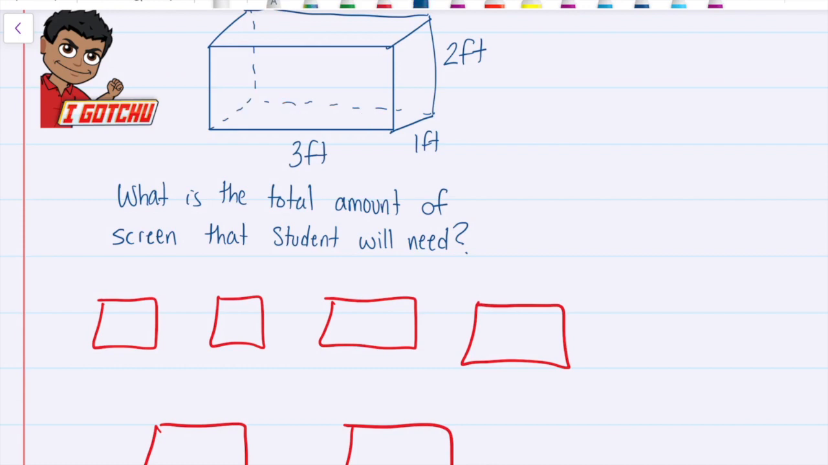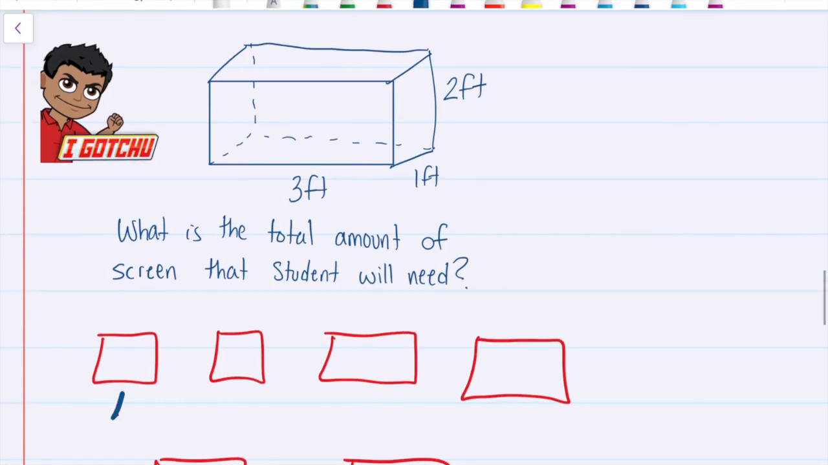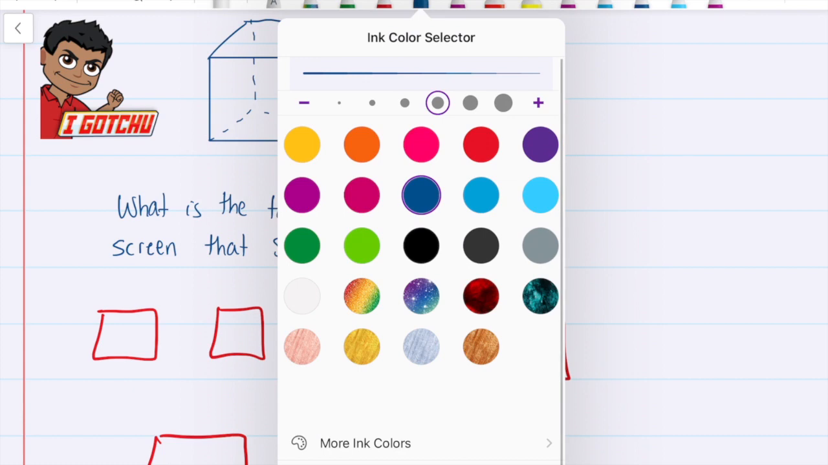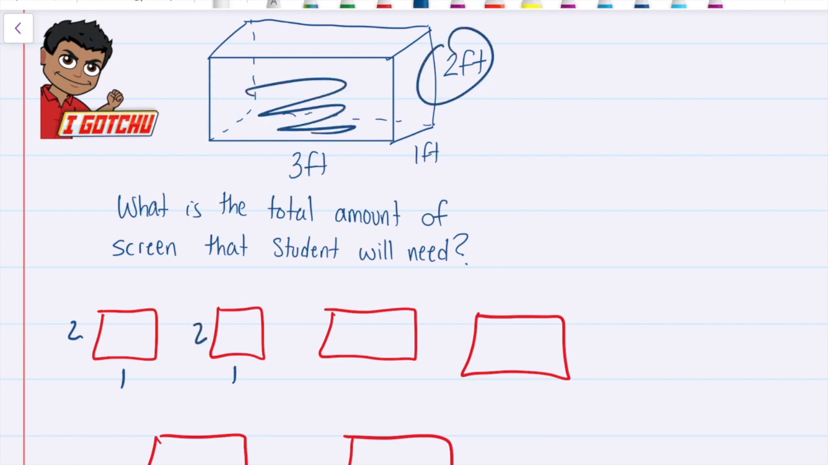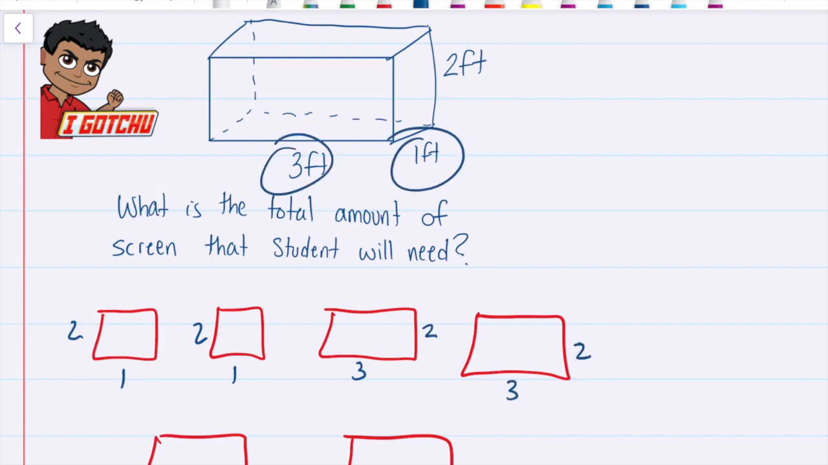Now let's fill in their dimensions. The side is 1 and 2, so that's 1 and 2, 1 and 2. The front is 3 and 2, 3 and 2. The top is 3 and 1. Top and bottom, right? 3 and 1, 3 and 1.